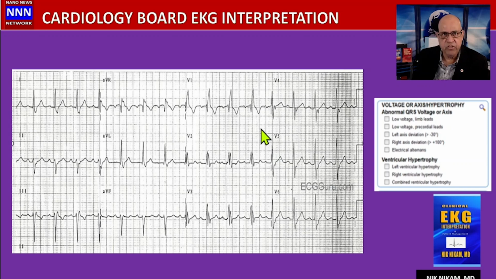When you're looking at bifascicular block, we also need to think about high-grade AV block, or maybe trifascicular block if the PR interval is greater than 200 milliseconds. Here, the PR interval is normal, but when we see something like this, as a cardiologist or a primary doctor, we need to be concerned about, can this progress to higher degrees of AV block or rhythm disturbances.